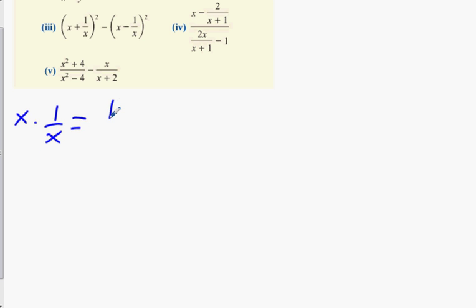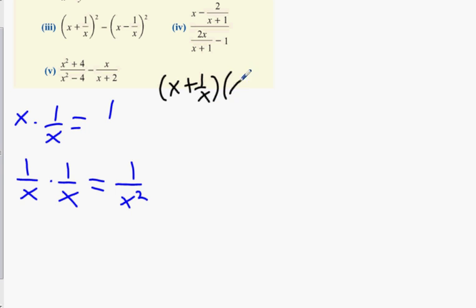What's 1 over x multiplied by 1 over x? 1 over x squared. X squared. Okay. If you know that, the rest of the question actually is not too hard, right? So, what I have to do is multiply x plus 1 over x by x plus 1 over x. Is everybody happy with that?